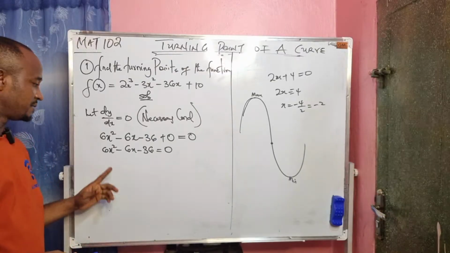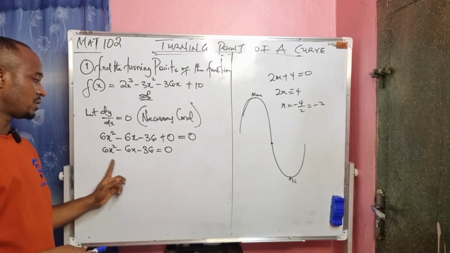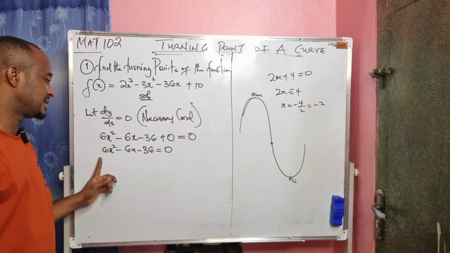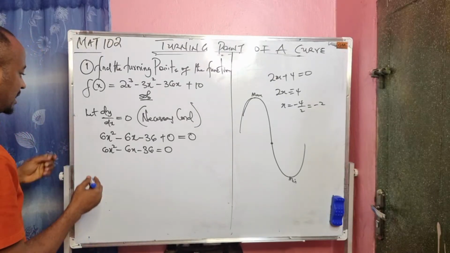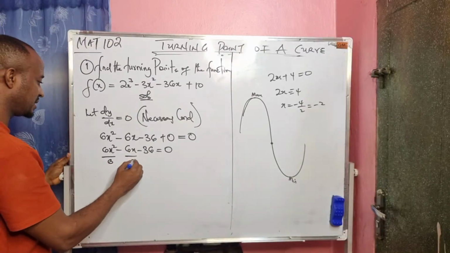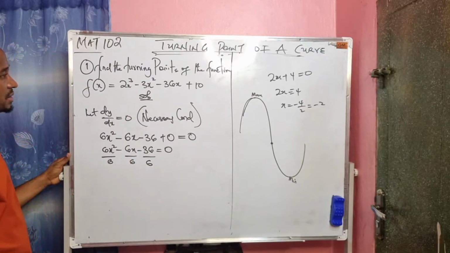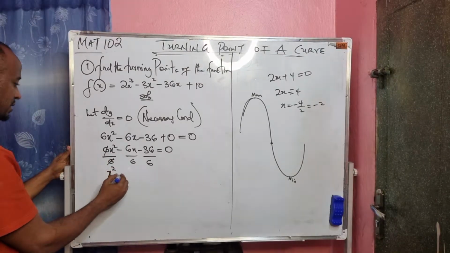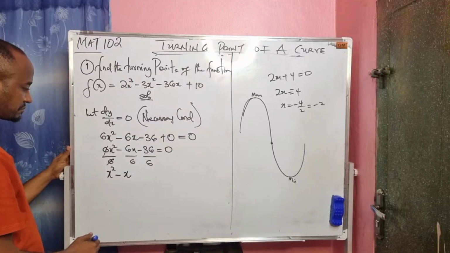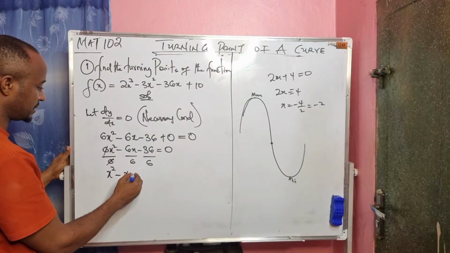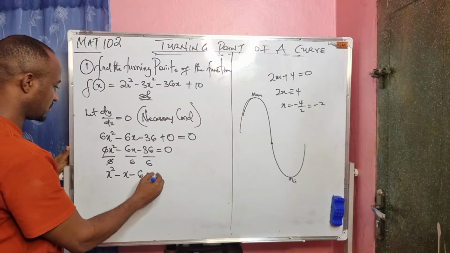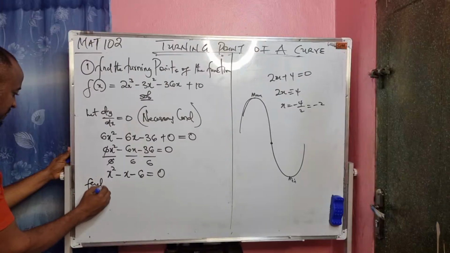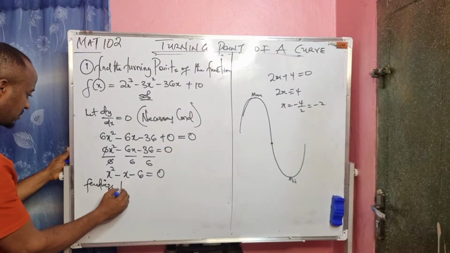Then let's see what we can do here. If you look at each of these terms, they have a common factor of 6. So I will divide through by 6. Is that clear? Okay, so we have x squared minus x minus 6, all equals 0. Then we can now factorize to find x.